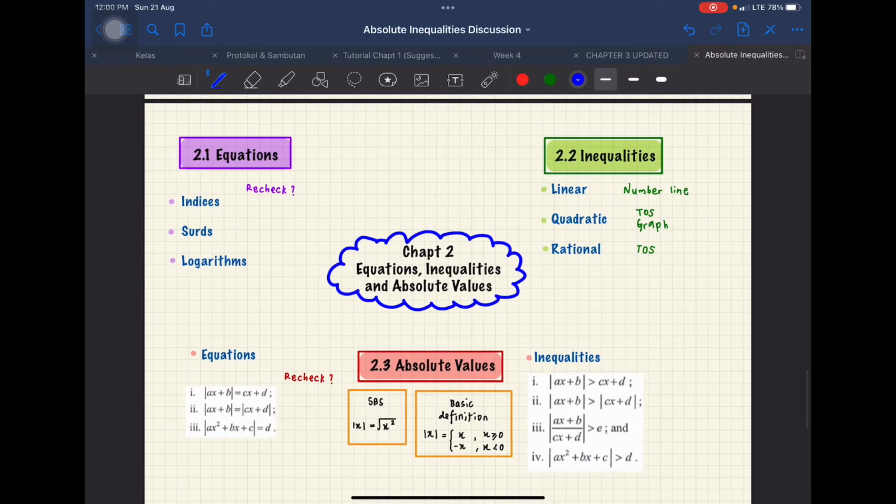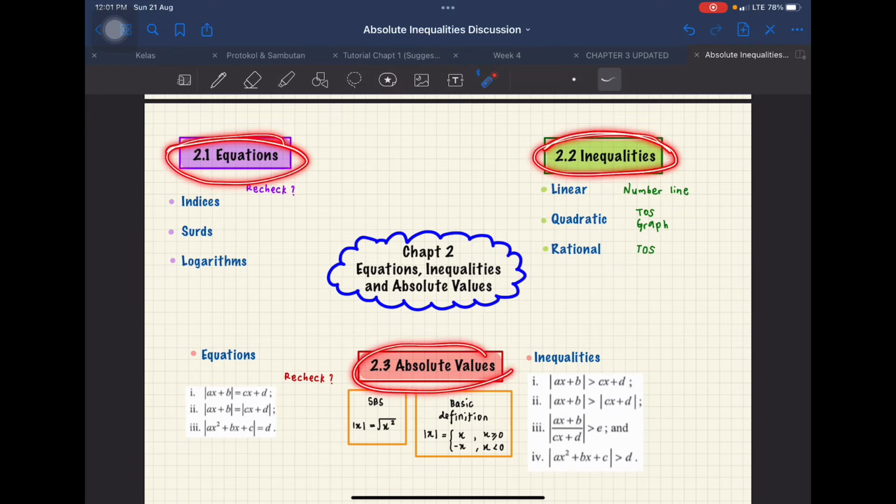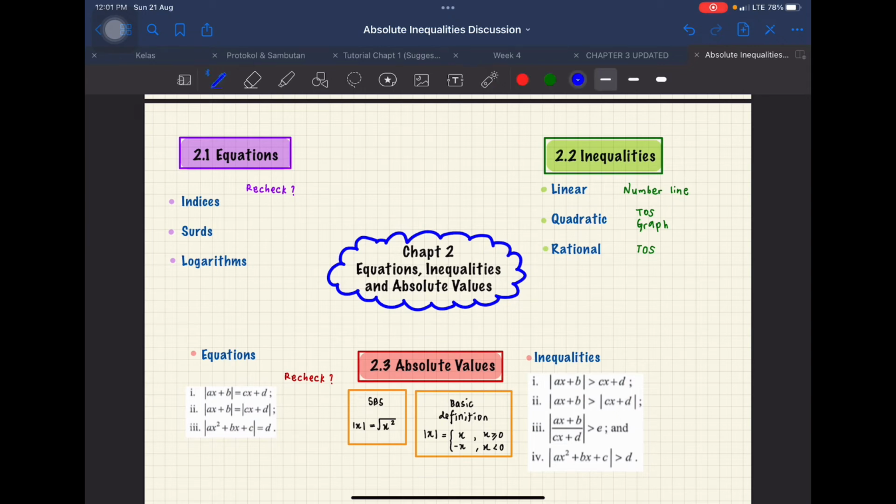Let's recap this one. Okay, so kita dalam chapter 2 we learn about 3 things. So you learn about equations 2.1, 2.2 inequalities, 2.3 absolute values. Okay, so in 2.1 equations kita belajar indices, surds dengan logarithms. Okay, so saya tak akan explain balik macam mana kita nak cari nilai x, surds, logarithms, all the properties semua tu, study balik. Okay, so saya nak fokus kepada rechecking punya part.